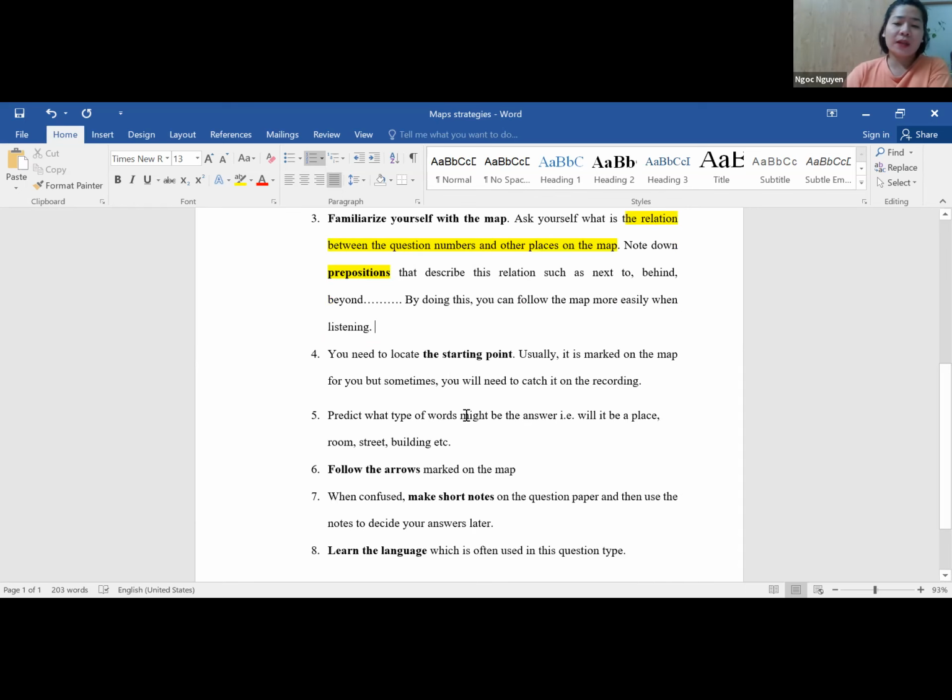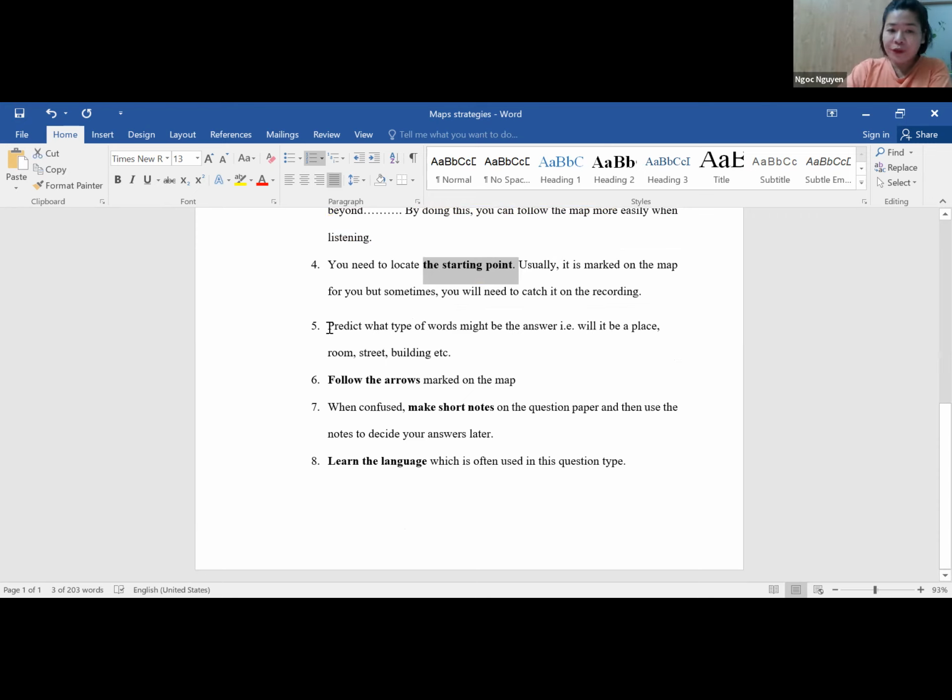So here's a starting point. Most of your friends mentioned that you will need to pay attention to where you start. In some cases, IELTS will mark it on the map for you, but in some cases, you need to pay attention right from the beginning so that you don't miss the starting point. IELTS may say, now we are at the entrance, or we are by the river.